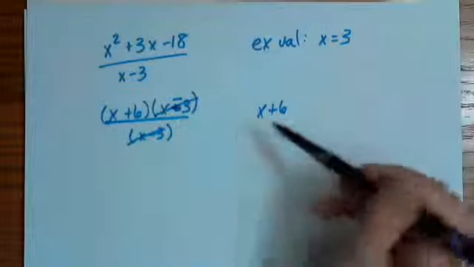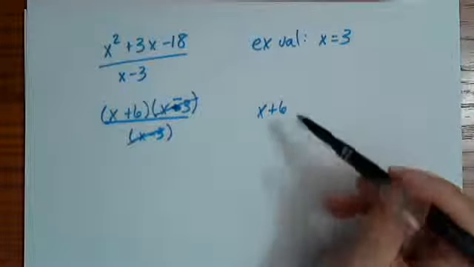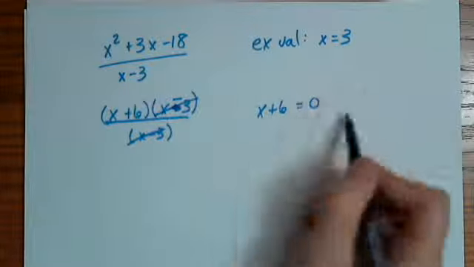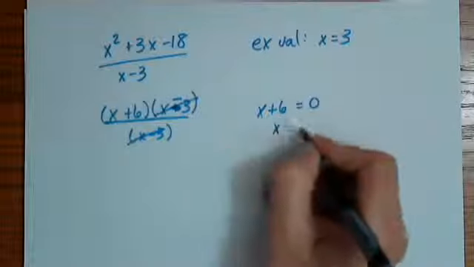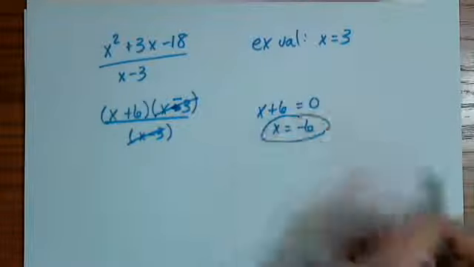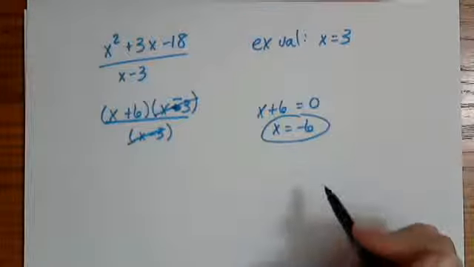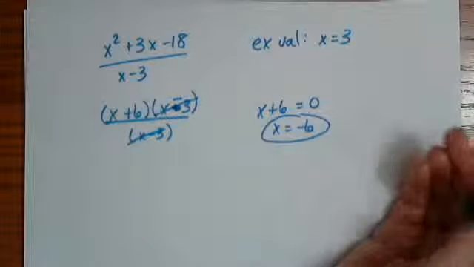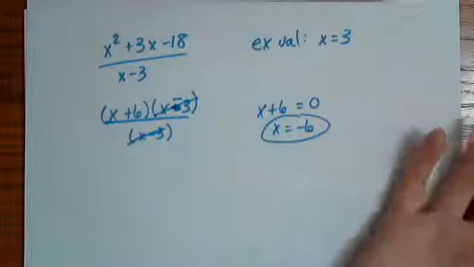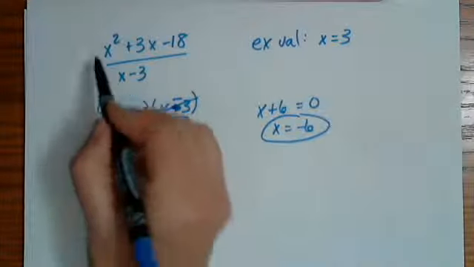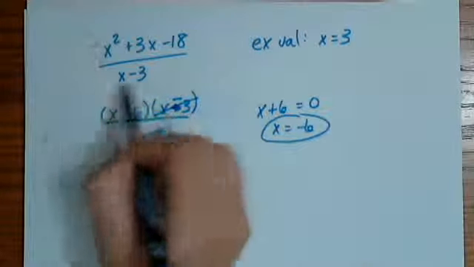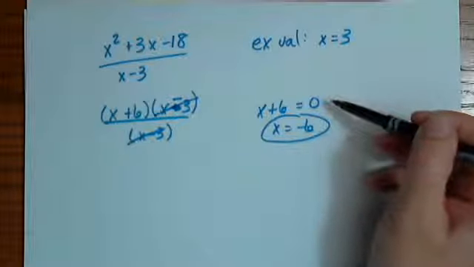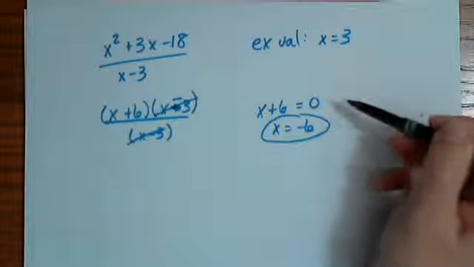Now, if we're supposed to find the zeros, we want to find when this whole thing is equal to 0. And that is equal to 0 only when x is equal to negative 6. Remember that anytime something says find the zeros of a function, whatever it is that you're looking at, you're going to take that expression, set it equal to 0, and solve for the variable that you have. That's what find the zeros means.